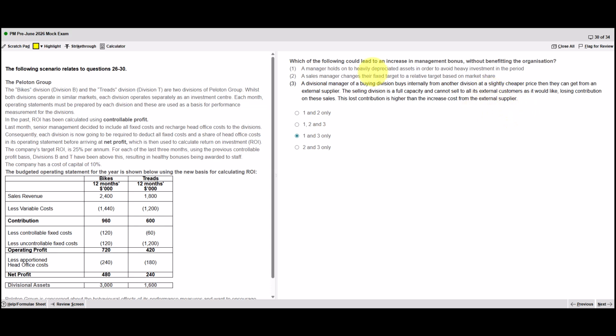So this is asking, is this transfer pricing example here dysfunctional? Well, the buying division buys internally because the price is a bit cheaper, so it improves its own performance. But because the selling division's at full capacity and loses those external sales, it loses that contribution. And this is the important bit, because the lost contribution is higher than the increased cost from the external supplier, then that's not within the benefit of the organisation. So confirming that it's 1 and 3.